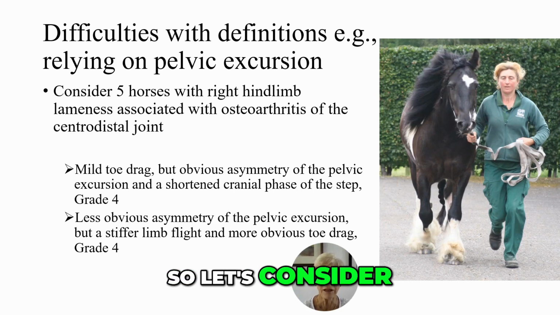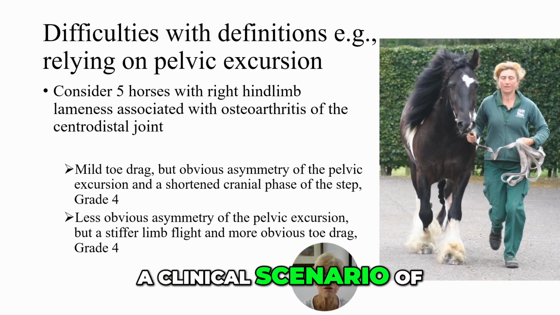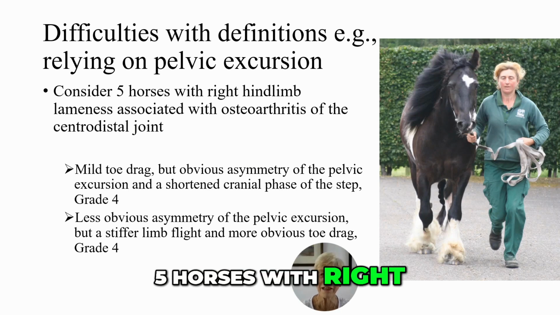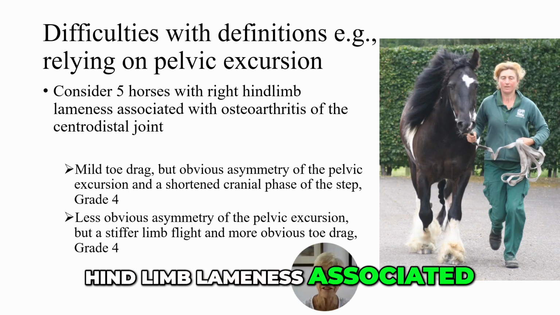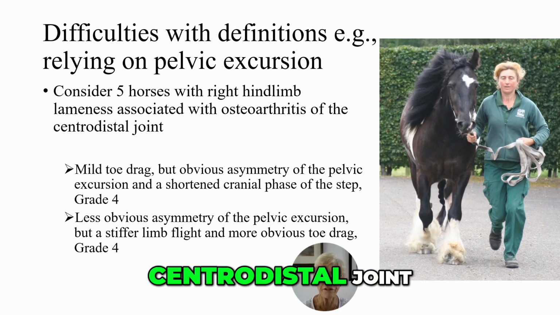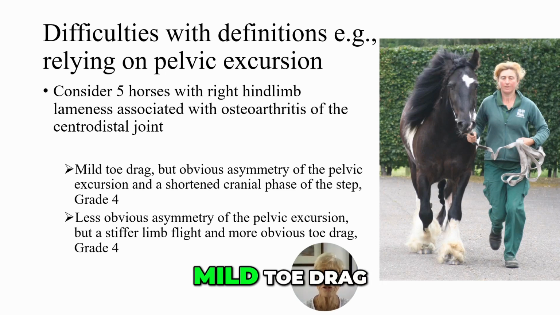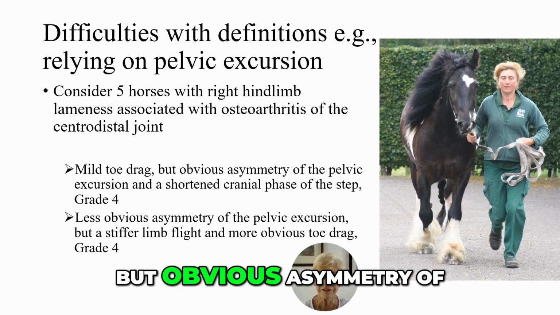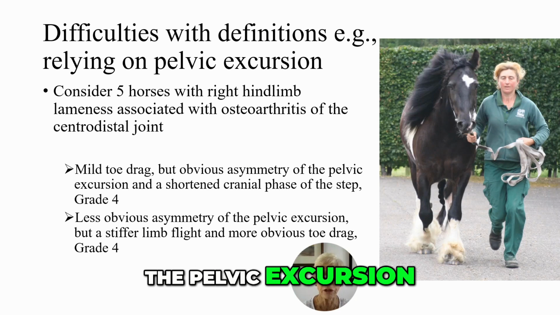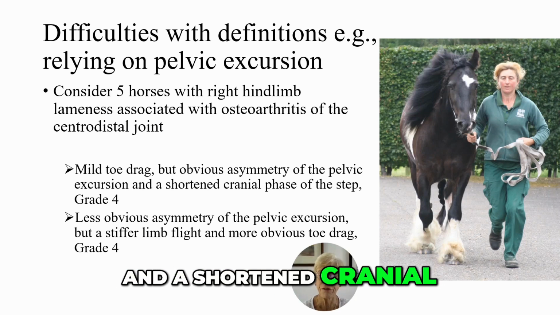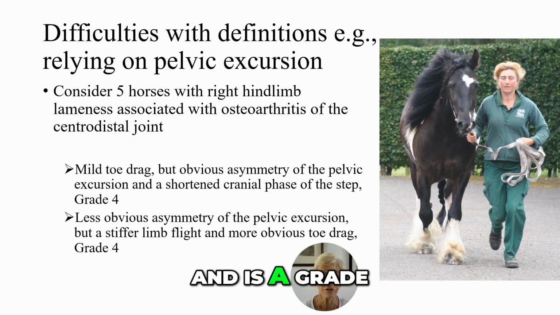So let's consider the clinical scenario of 5 horses with right hind limb lameness associated with osteoarthritis of the centrodistal joint. Horse 1 shows a mild toe drag, but obvious asymmetry of the pelvic excursion and a shortened cranial phase of the step, and is a grade 4 out of 8 lame.